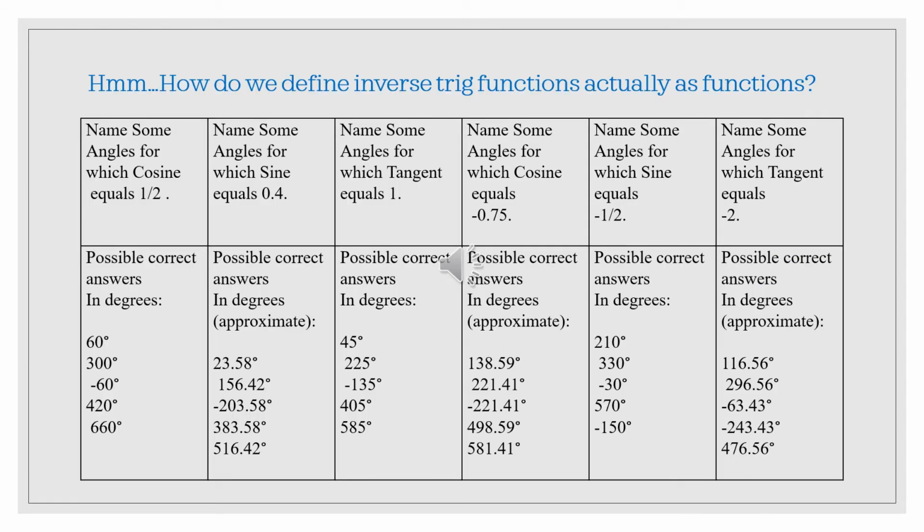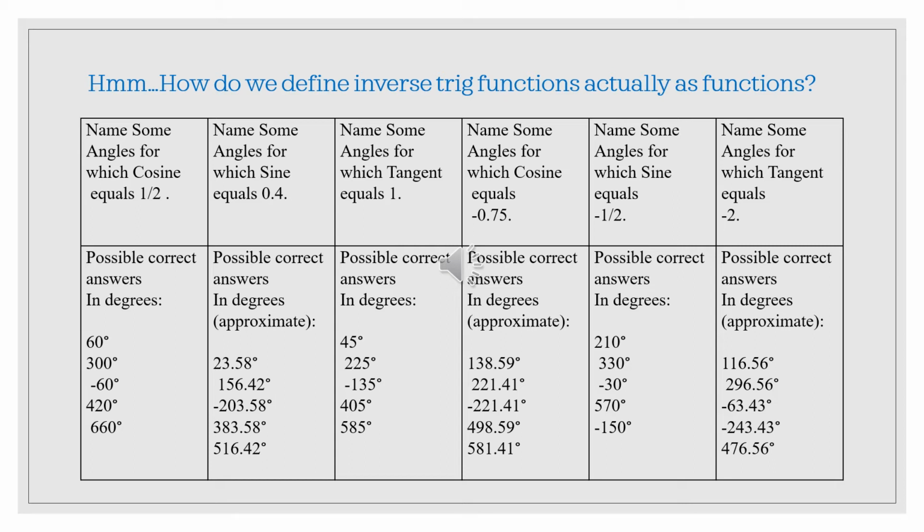Now remember, cosine is the x-coordinate as you rotate around the unit circle. Sine is the y-coordinate as you rotate around the unit circle. Tangent is the ratio of the y-coordinate to the x-coordinate. So if you rotate multiple times around the unit circle, or you rotate backwards, that is clockwise, you're going to hit different angles, but you're still going to be hitting the same x-coordinates.